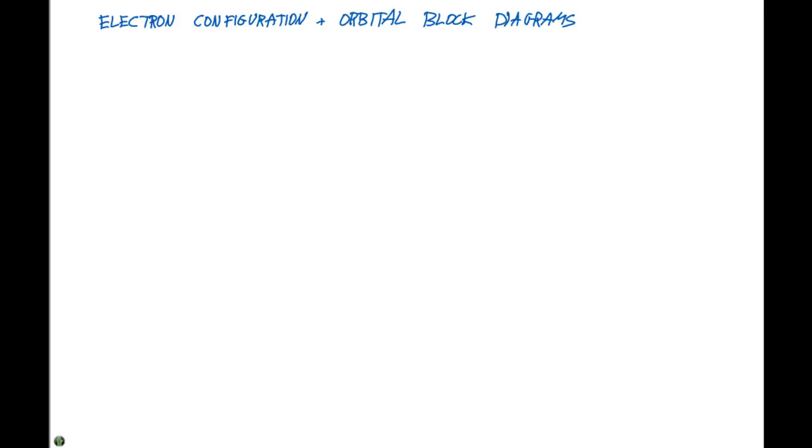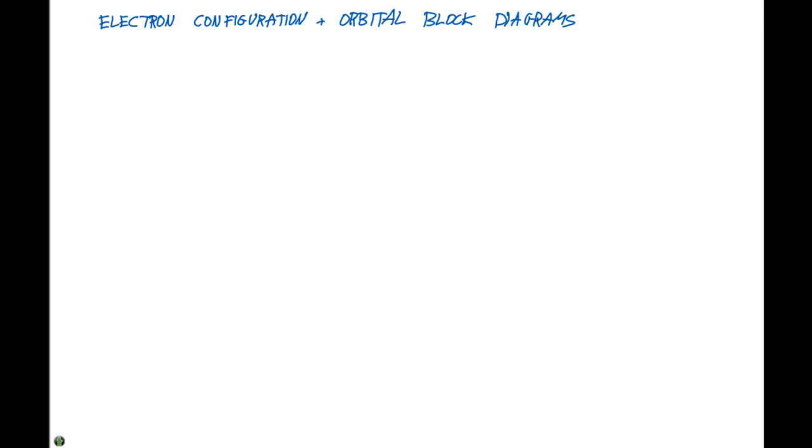So once given an overview of these orbital energies, we can now put electrons into those orbitals. And there's two main ways that we represent this. We typically use electron configurations and orbital block diagrams to indicate where the electrons are in the particular orbitals.